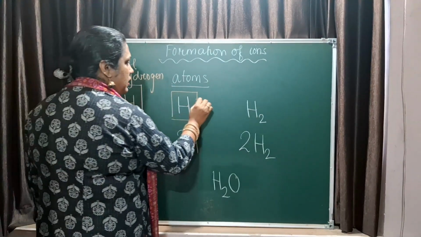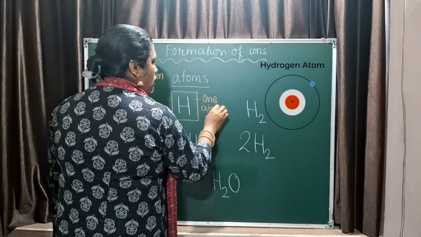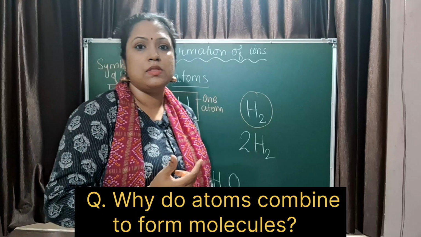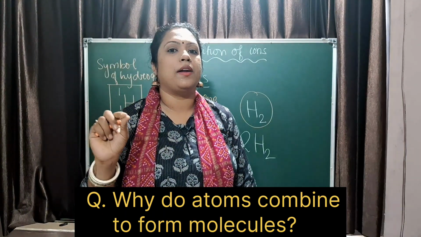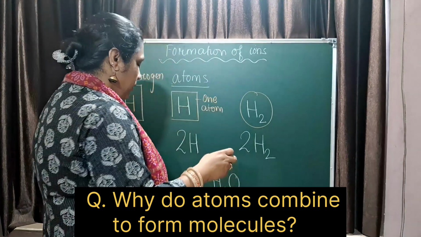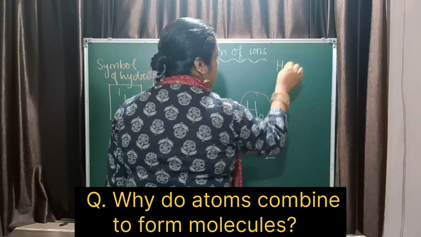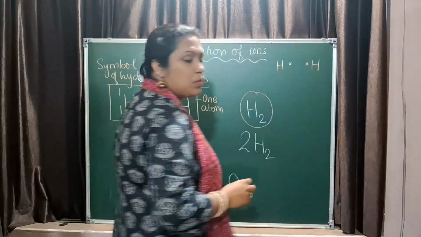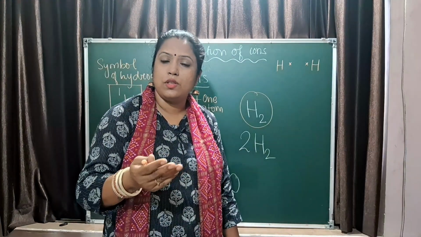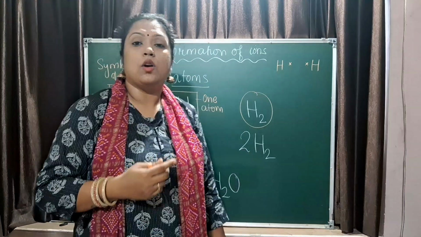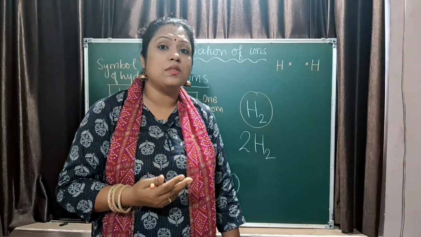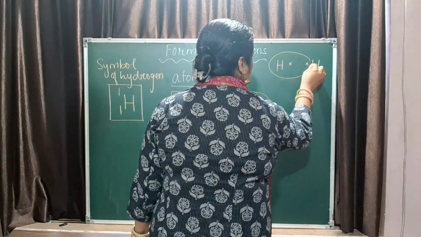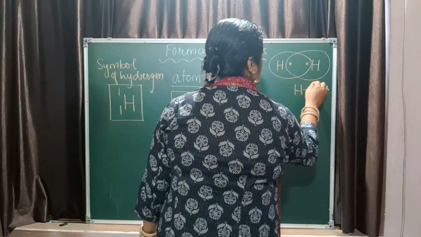If I write H, it means one atom of hydrogen. If I write H2, what does H2 mean? Two hydrogen atoms combine to form a molecule. Why do atoms combine to form a molecule? To attain stability. Hydrogen as an atom has only one electron in the outermost orbit, and another hydrogen also has one electron in the outermost orbit. In order to attain a stable configuration, you know that elements try to get the closest noble gas configuration. The closest noble gas to hydrogen is helium. How many electrons does helium have? It has 2. So hydrogen also wants to have 2. So it will share one electron with the other hydrogen atom and will form a molecule.